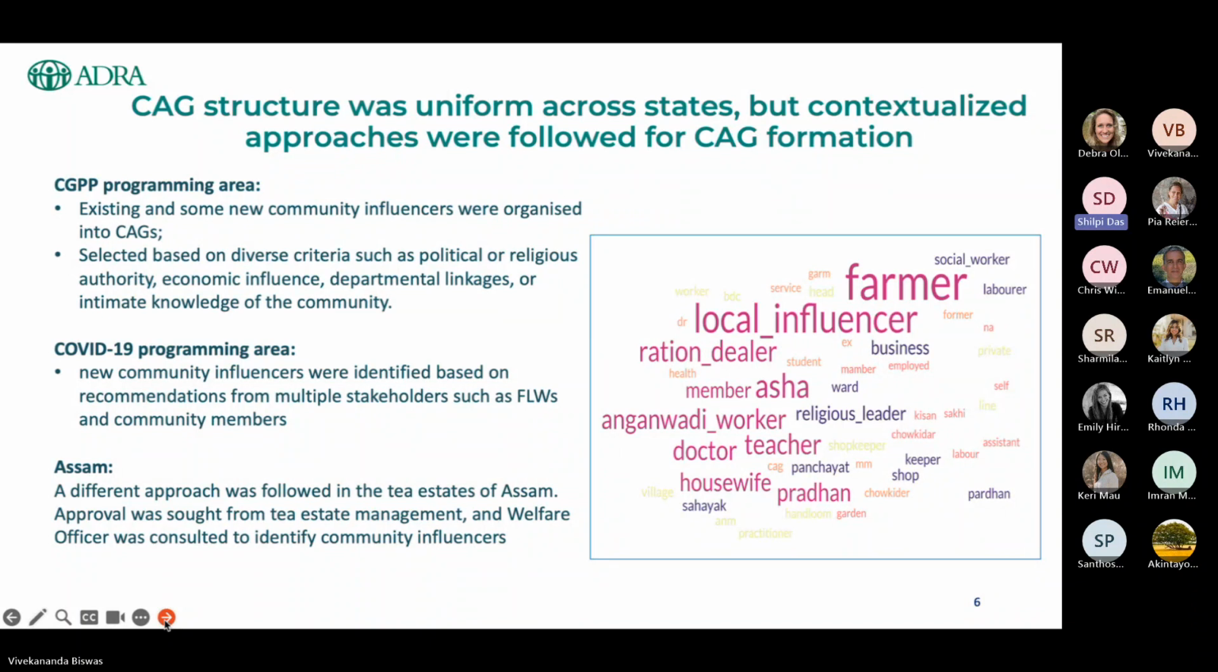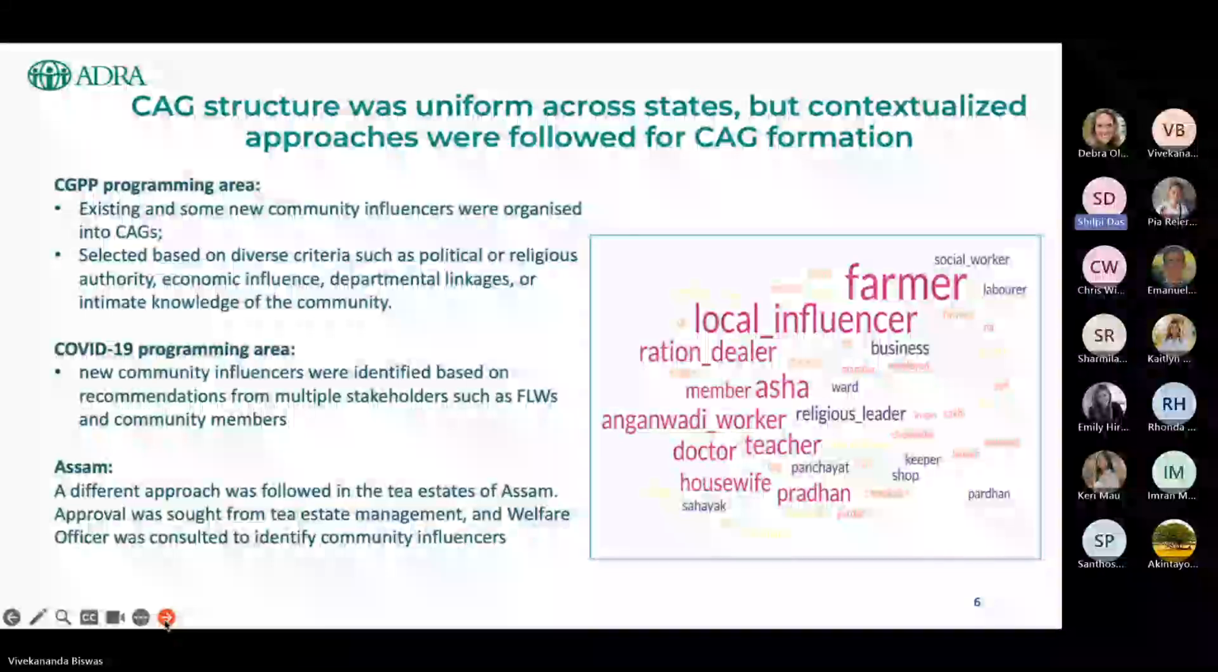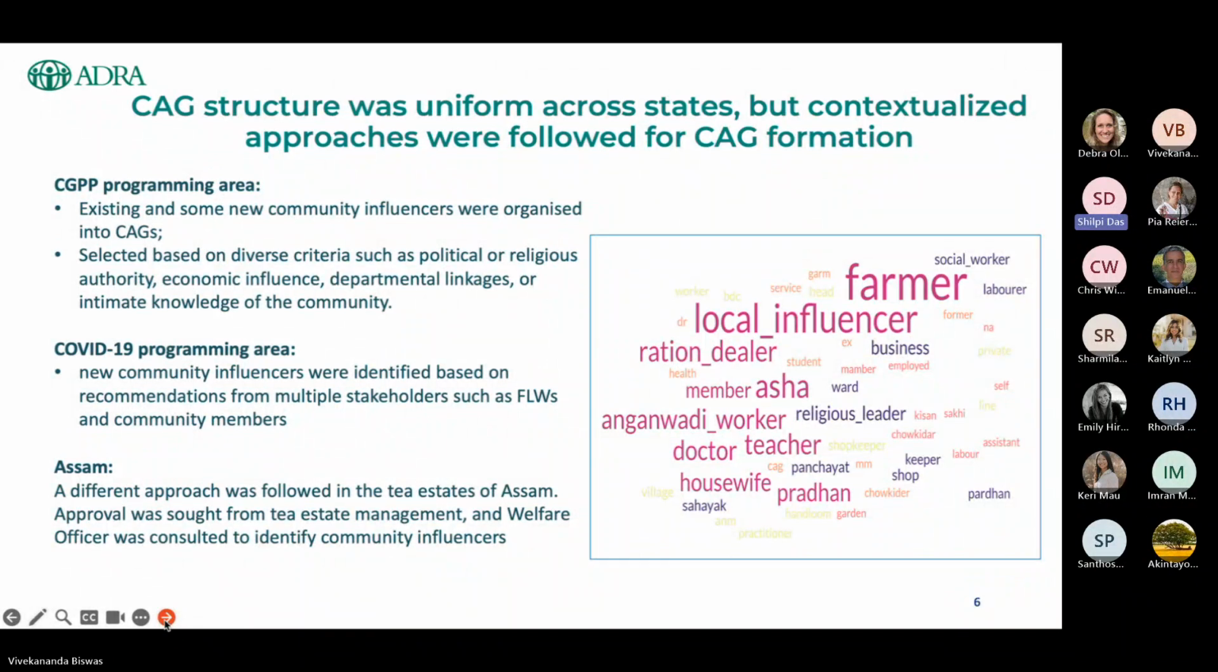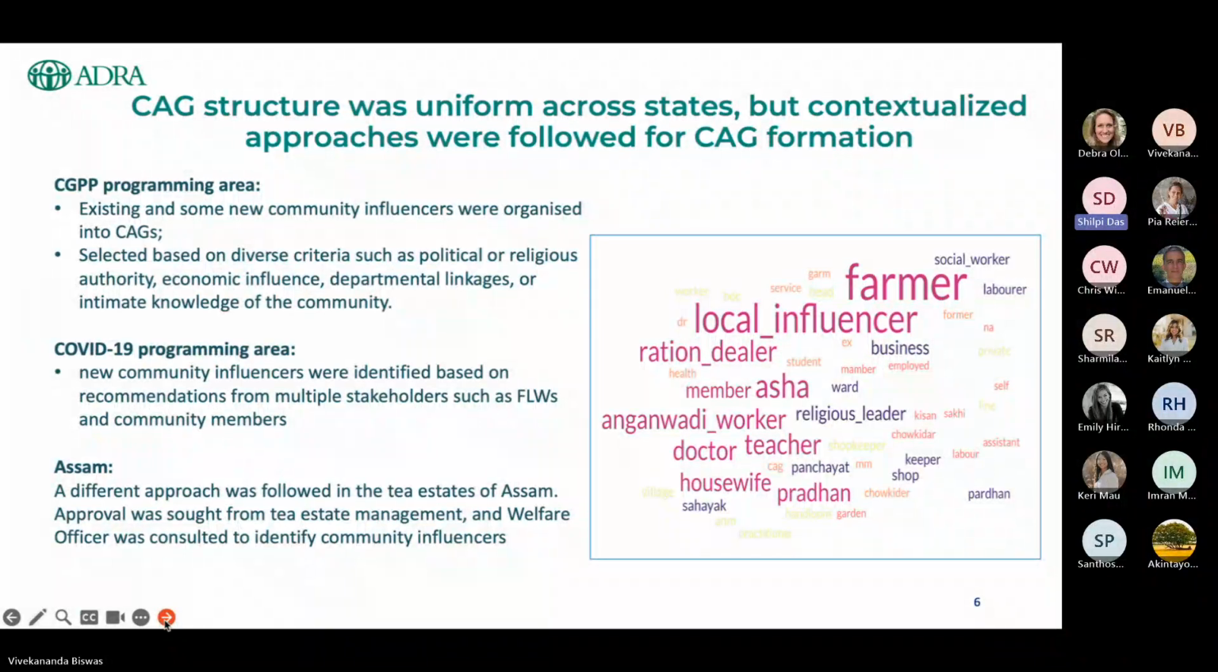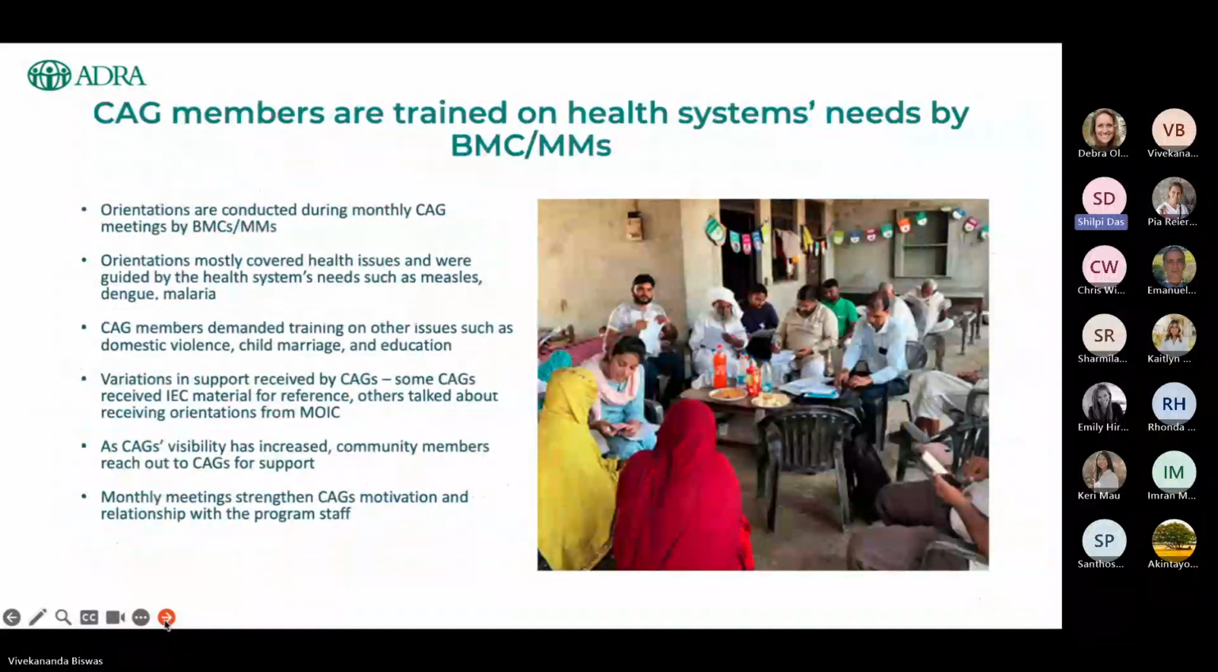So in Assam also, the context was almost similar, but since these were the tea estates of Assam and they were private estates, approval was sought from the tea estate management first, and there are welfare departments there who know the tea garden inside and out. So support was taken from the welfare officer, who was consulted to identify the community influencers. Next slide, please. Thank you.